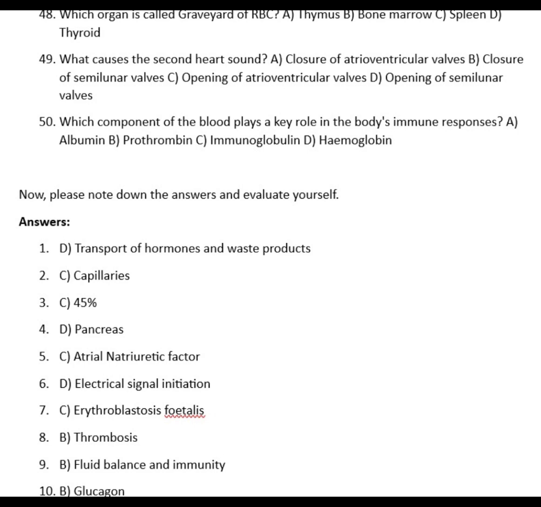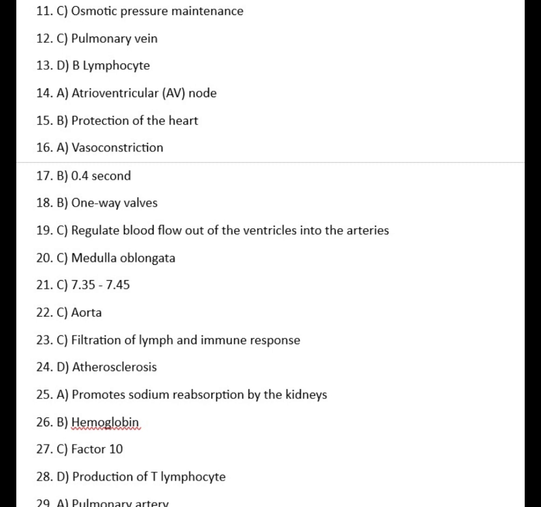10. B. Glucagon. 11. C. Osmotic pressure maintenance. 12. C. Pulmonary vein. 13. D. Lymphocyte. 14. A. Atrioventricular AV node. 15. B. Protection of the heart. 16. A. Vasoconstriction. 17. B. 0.4 second. 18. B. One-way valves. 19. C. Regulate blood flow out of the ventricles into the arteries.